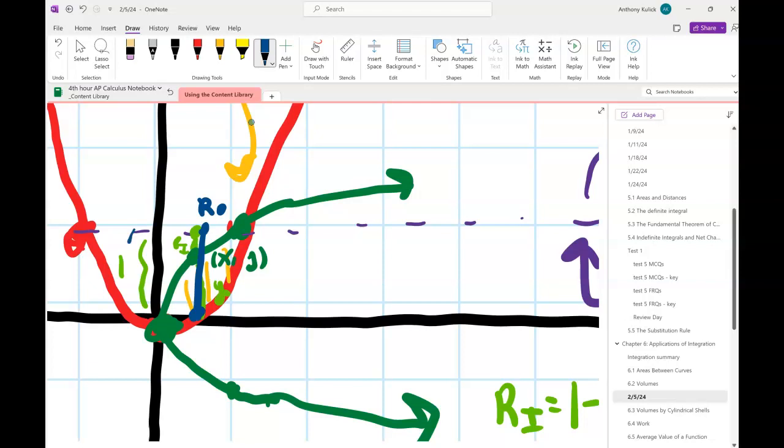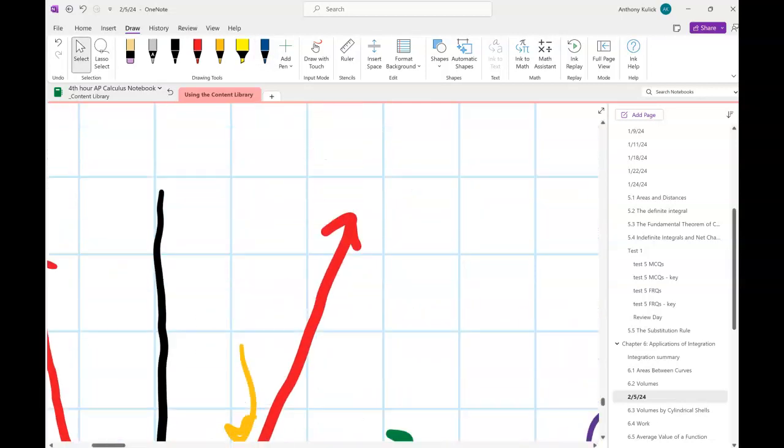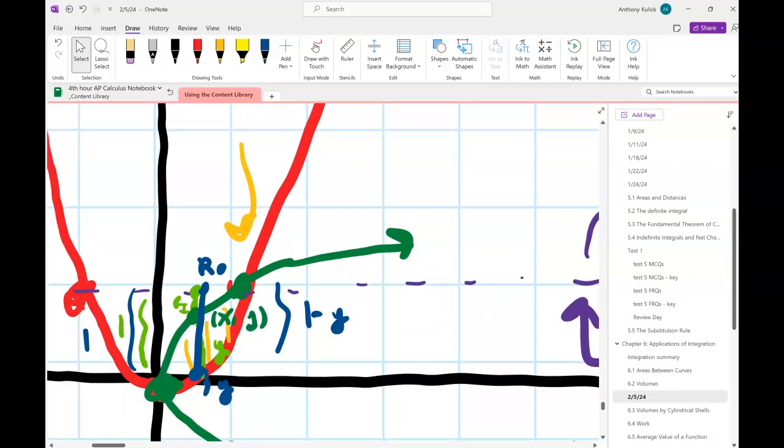Again, how far is this? How far is that? Y. So how far is this? And what's y in this case? X squared.